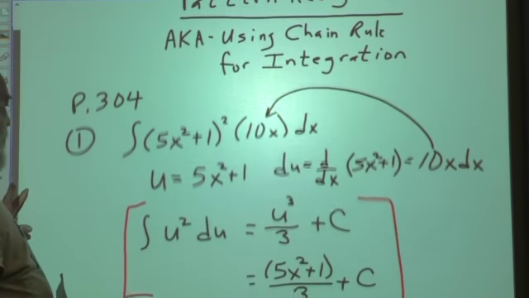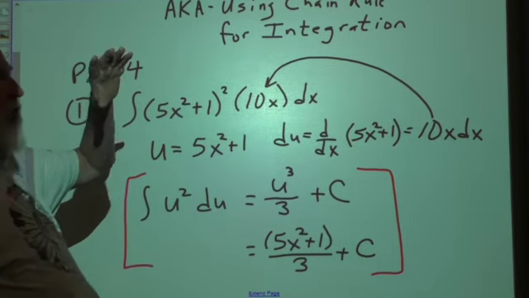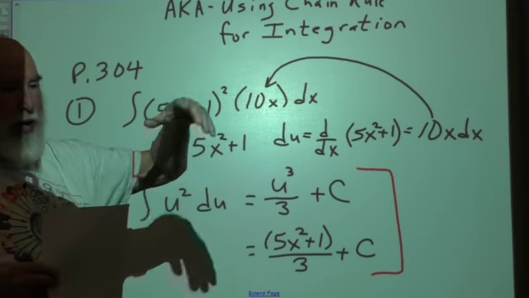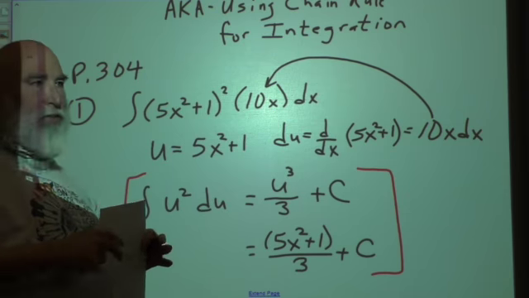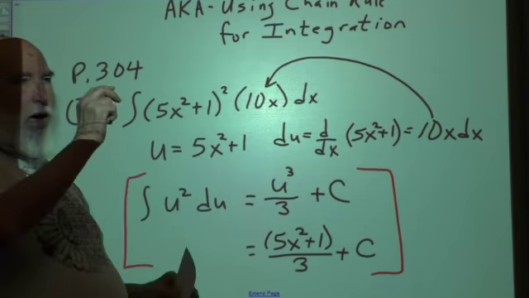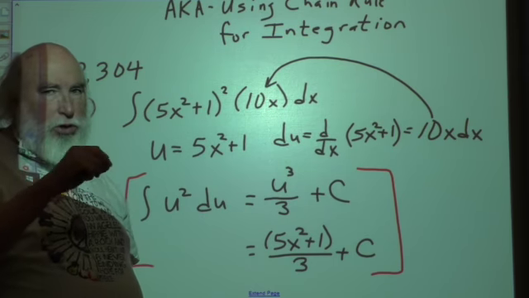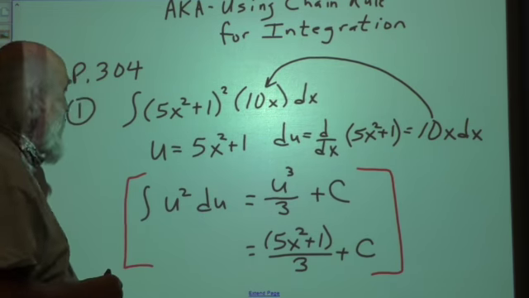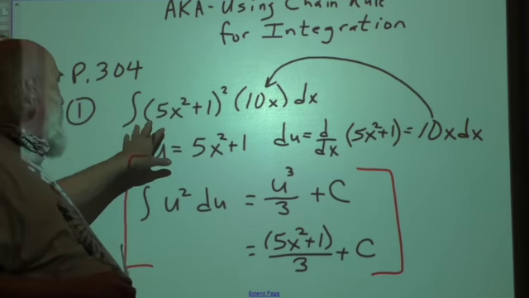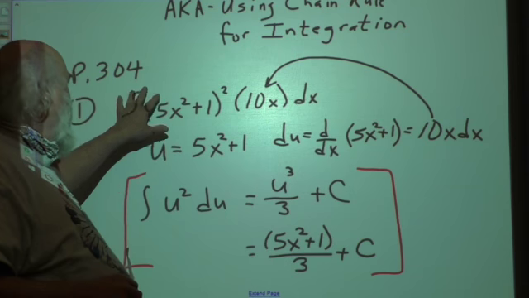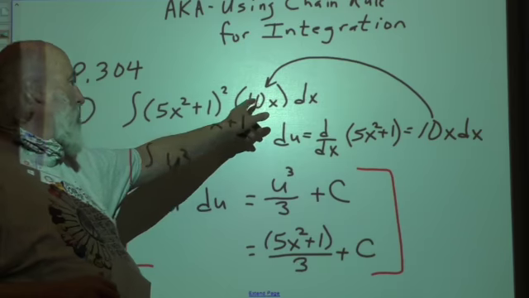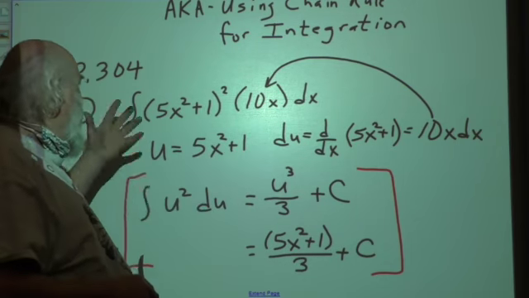On page 304, problems number 1 through 6, I believe they have a series of columns. They give you the main function here, and then they ask you to break it down to u and du. So that's what we're going to do here. The first one was this value here, the integration of (5x squared plus 1) squared times 10x dx. You're asked to integrate that.